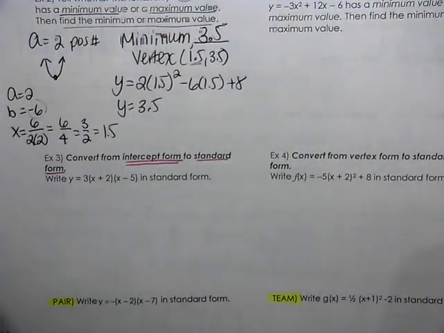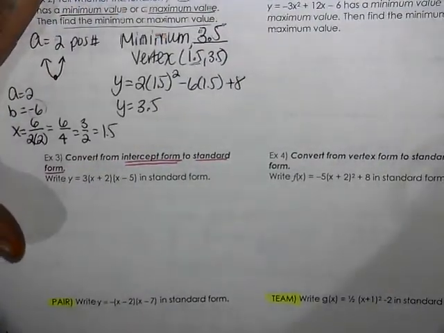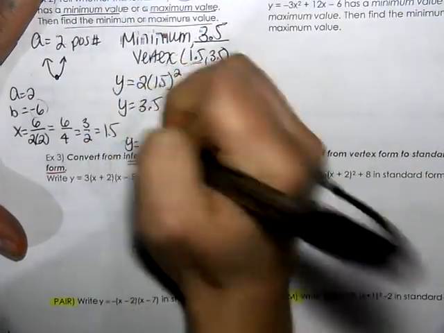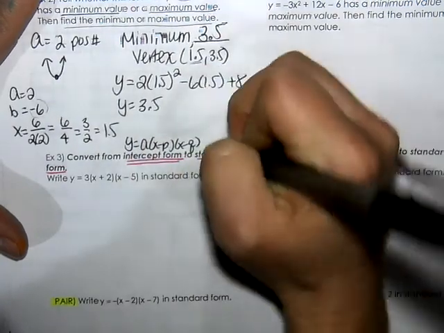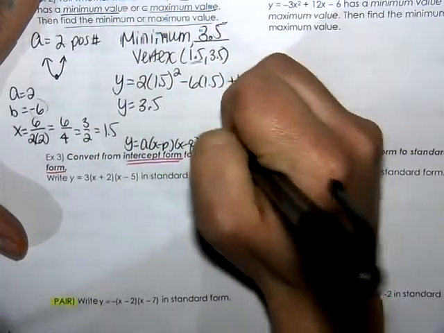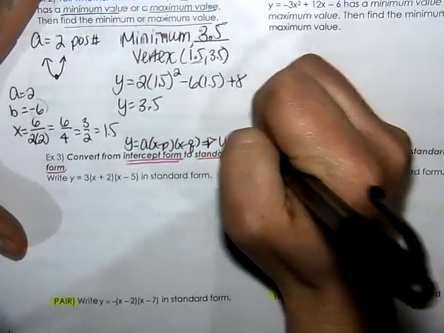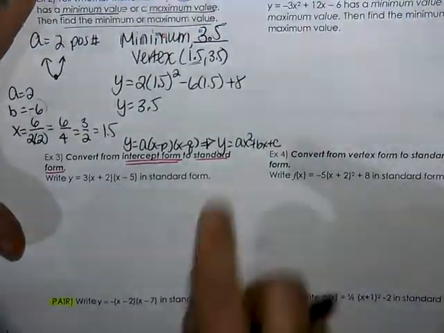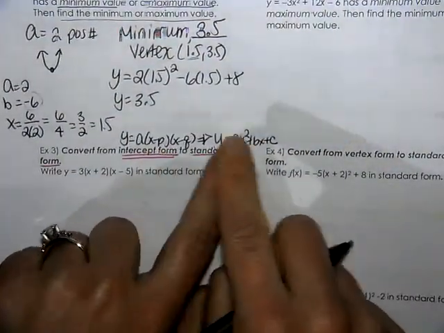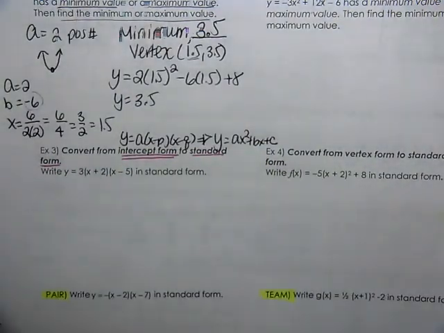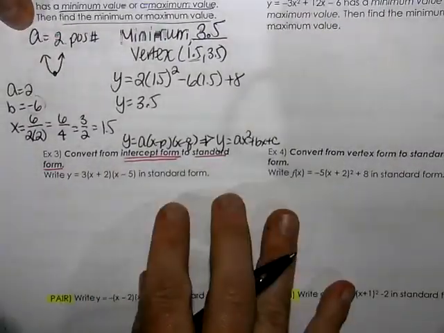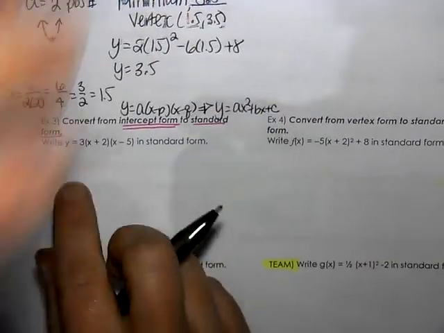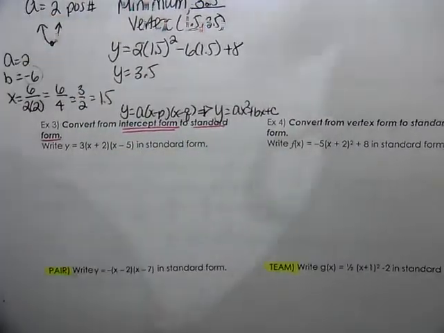So converting from intercept form to standard form, let's remind ourselves of what intercept form is. Intercept form is y equals a times x minus p times x minus q. And we're going all the way to standard form, which is y equals ax squared plus bx plus c. Now remember that we're going from parentheses to no parentheses. So we're going to be using some algebra work that we haven't used in a while, but we essentially need to get rid of the parentheses. Now the best approach for getting rid of the parentheses is to either use FOIL or the distributive property.